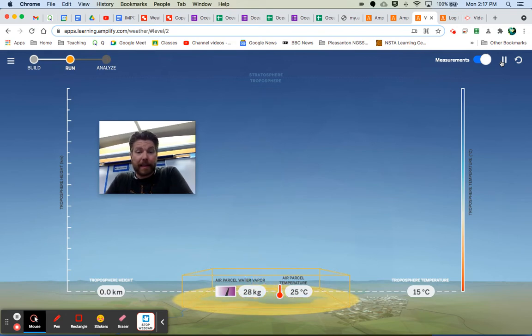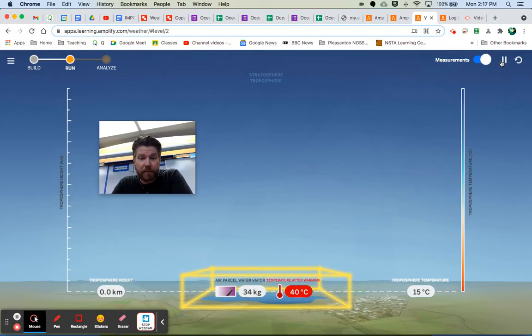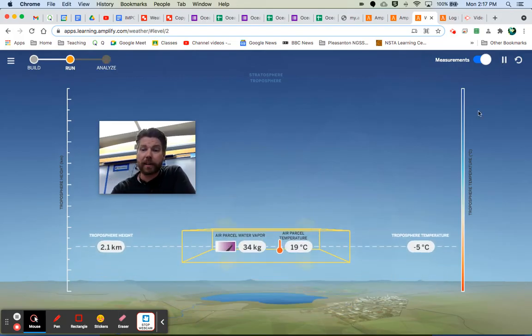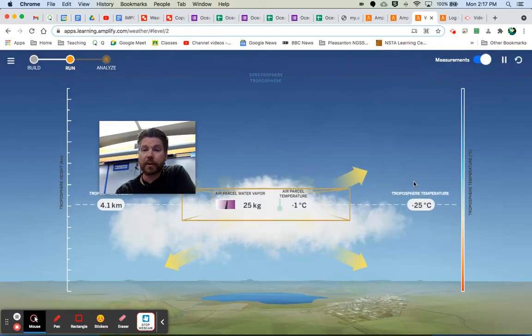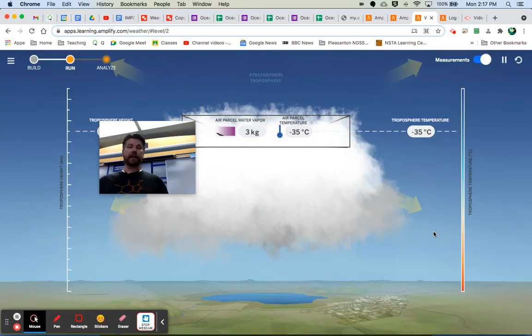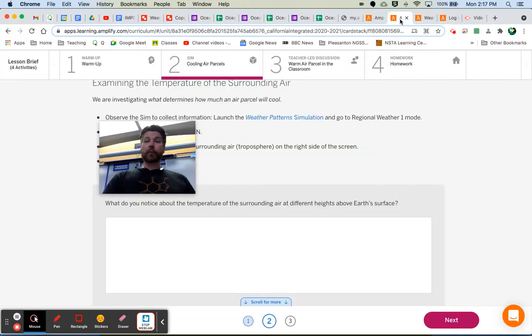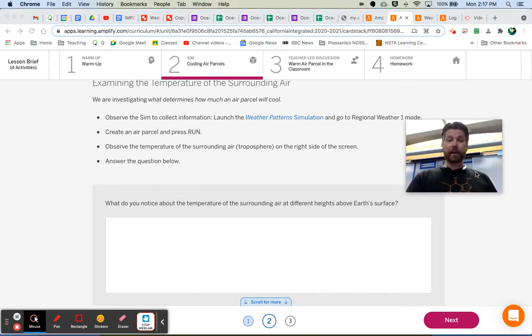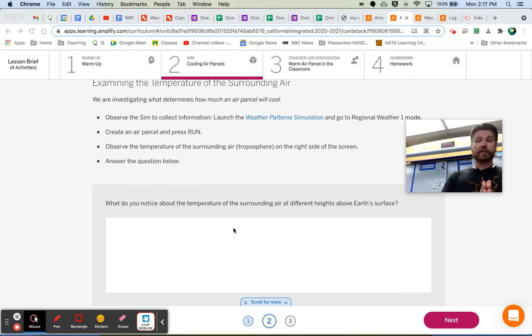The air parcel is heating up. Energy is radiating from the surface of the Earth, and now it's rising. And oh, take a look. What's happening to the troposphere temperature? Interesting. What did we notice? Well, let's go back to this question right down here. What do you notice about the temperature of the surrounding air at different heights above Earth's surface?